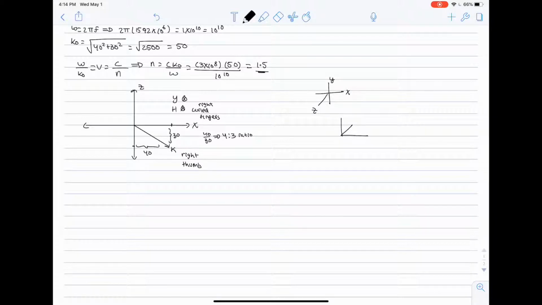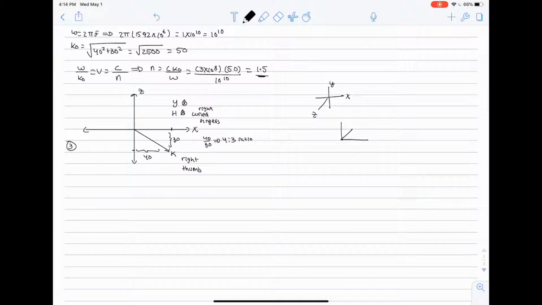And if we point our right thumb in the direction of K and we straighten out our curled fingers, because our H is into the board, so fingers are going to be pointing into the board while our right thumb is pointing towards K. If we straighten out our fingers, we see that our fingers point in the third quadrant, so E will be in this quadrant, the third quadrant, and since our K has a 4:3 ratio, our E1 is going to be the opposite of that, so it's going to be a 3:4 ratio.